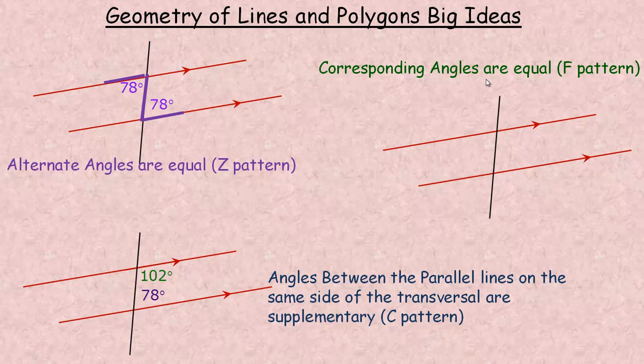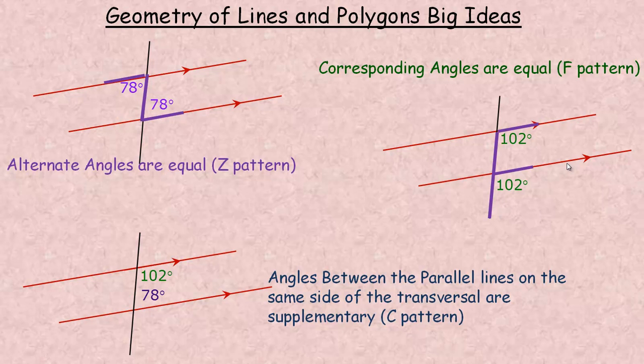Now, corresponding angles are equal. This is called the F pattern. The same diagram is over here. So there's 102 degrees, and you see if that's 78, then this angle down here would be 102. Again, those two make a straight angle, so 78 subtracted from 180 is 102 down here. And here's what the F looks like. So this angle and this angle are said to correspond, and they are always equal, again, as long as these two lines are parallel.